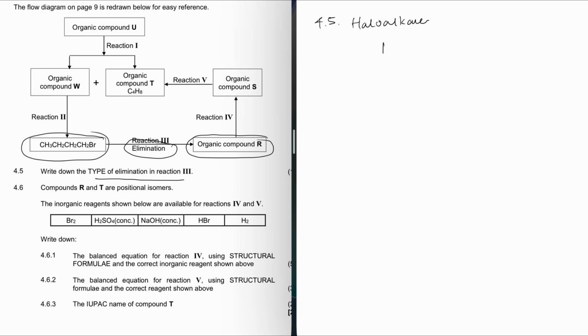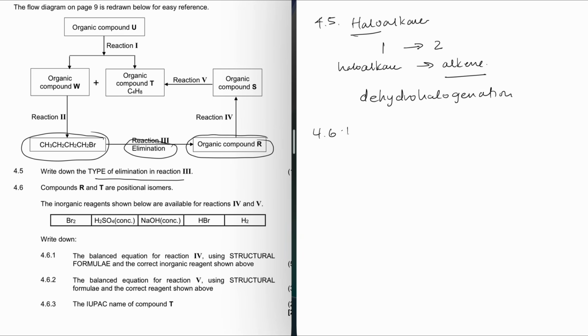So that means we are going from a 1 to a 2. We are going from an alkane, or a haloalkane in this case, to an alkene. Now the only type of reaction that a haloalkane will undergo to become an alkene is the one that removes that halogen. So that's going to be called dehydrohalogenation.